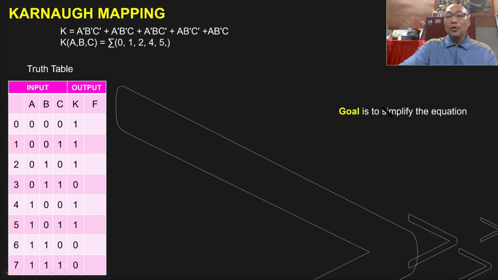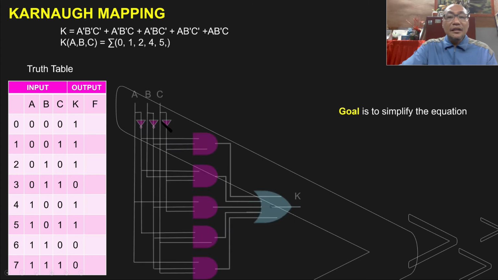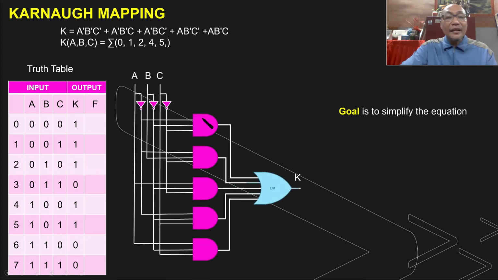Remember, our goal is to simplify the equation. Why? Because we want a simpler circuit. If we try to implement this equation, this is the circuit that we'll be needing. A prime, B prime, C prime are ANDed together. A prime, B prime, C. So A prime, B prime, C are also ANDed together. A prime, B, C prime are ANDed. A, B prime, C are ANDed together. And A, B prime, C are ANDed together. And the results are ORed together. And this is the circuit that we'll be needing to implement this expression.